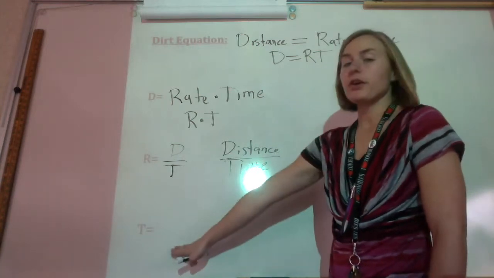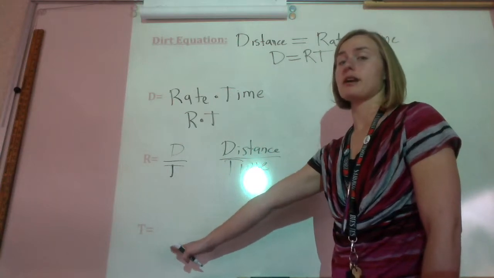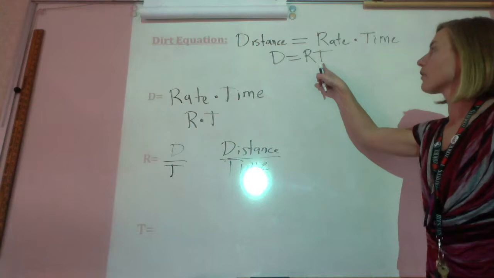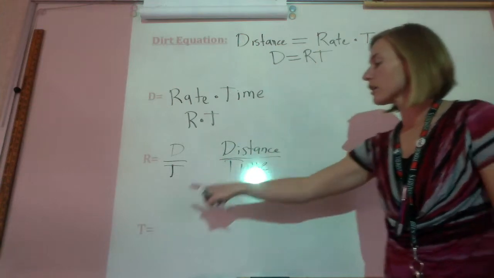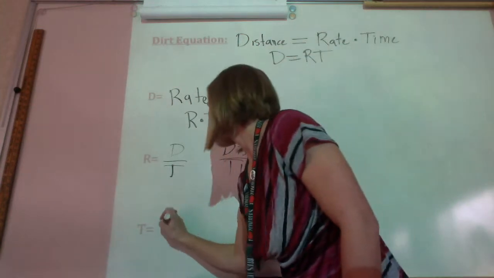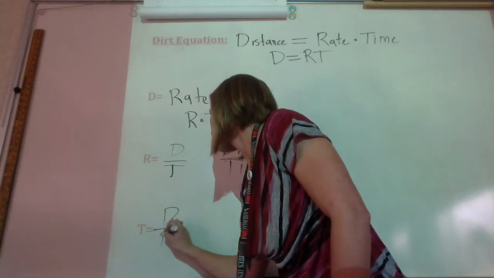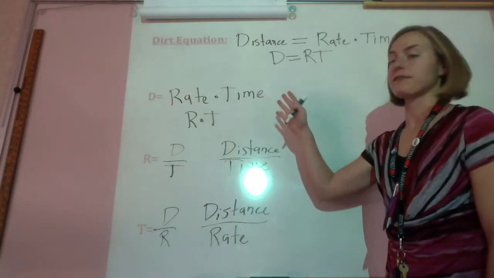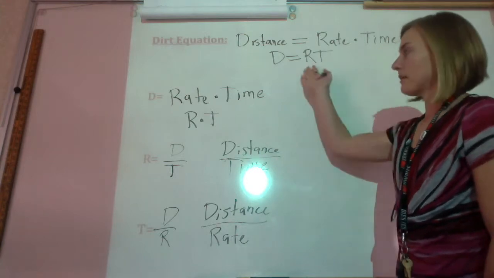Lastly, what if we want to know the time it takes to do all this stuff? Well, just go back up here. If we want t by itself, we're going to divide both sides by r. So t equals the distance over the rate. So this way you're going to have a fast way of finding anything that you need based on this equation.